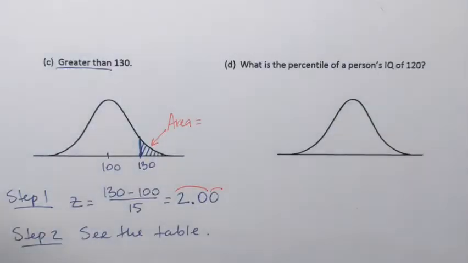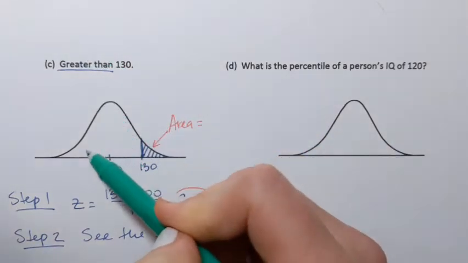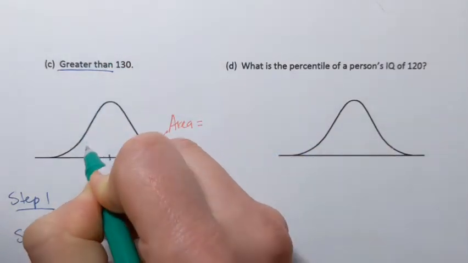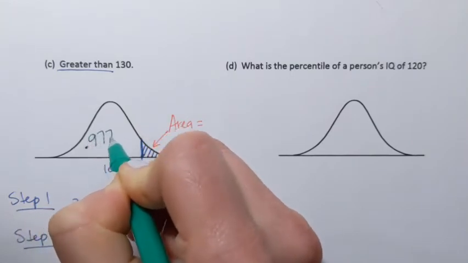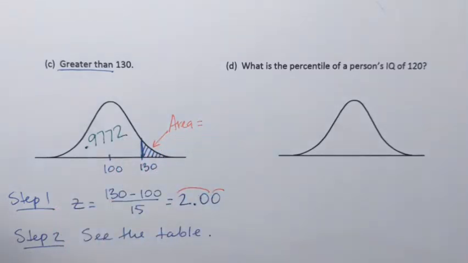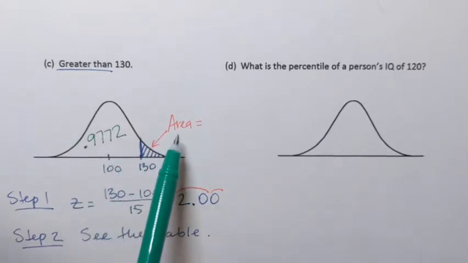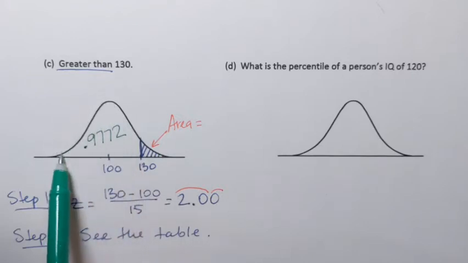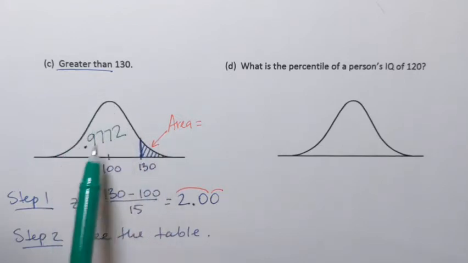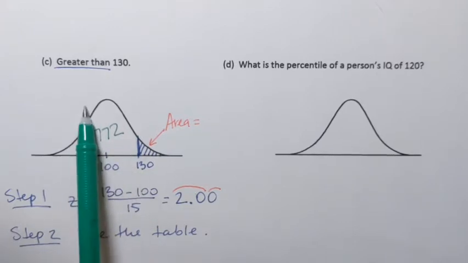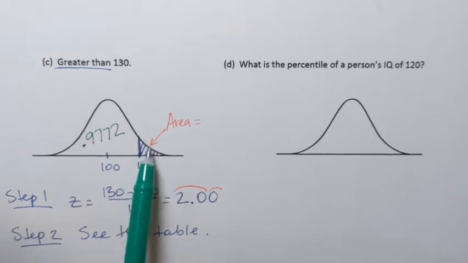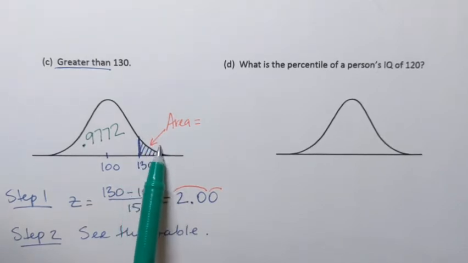So where is it going to be on my picture? Well, it's going to be right here, right? This is the area to the left, 0.9772. But that's not the one I need, right? I need the area to the right. Well, knowing the area to the left, I can easily find the area to the right because I know that the total area under the normal curve is 1. So if I subtract this area that's in white in my picture, then I will obtain the area I need right here.